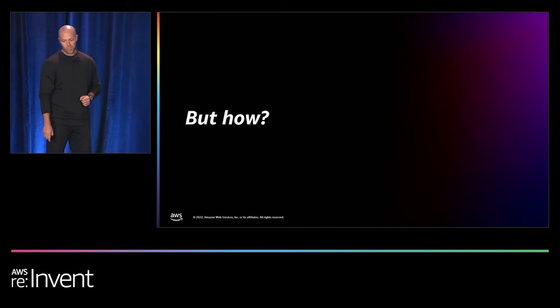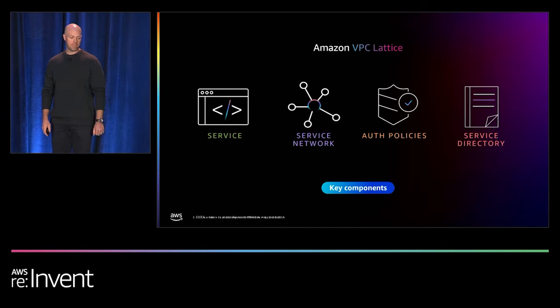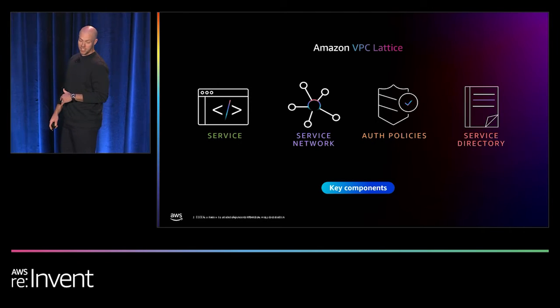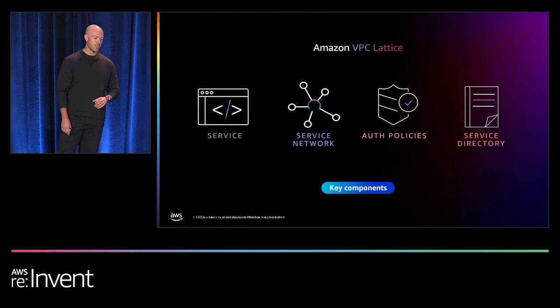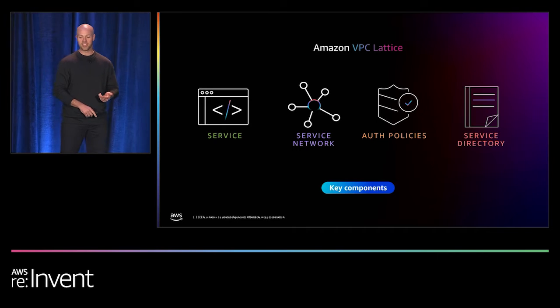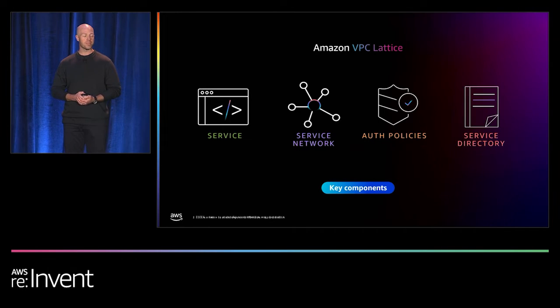Okay, so how does VPC Lattice do this? There are 4 key components that we're introducing as part of VPC Lattice. I'm going to walk through each one of these. A lot of this stuff is really new, so I'll take you through a little bit slower, okay? The first thing is services. The second thing, service networks, auth policy, and service directory, okay?